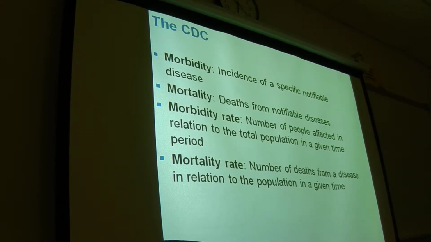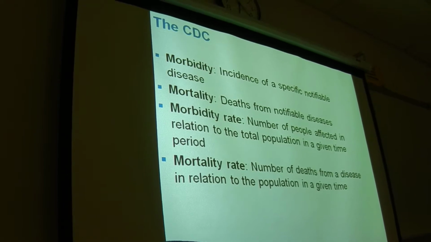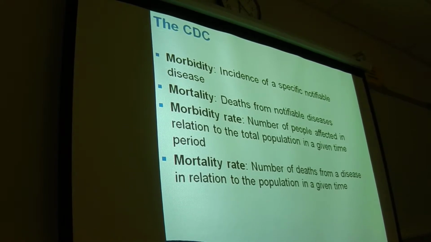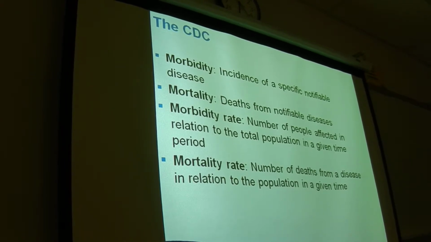Okay, so here's the first set of vocabulary that we'll get into. Morbidity versus mortality. Morbidity is basically just the incidence of a disease. So the morbidity rate of the flu would be everybody that has the flu. Mortality is specifically deaths. So the mortality rate of the flu would be anybody that died from the flu. Morbidity rate is always higher than mortality rate, unless the disease kills everybody that gets it, in which case they would be equal to each other.